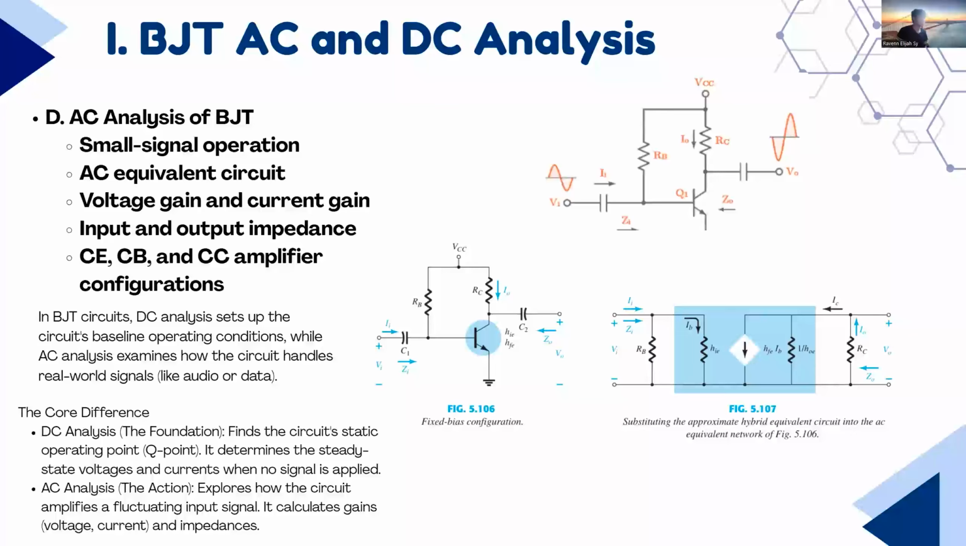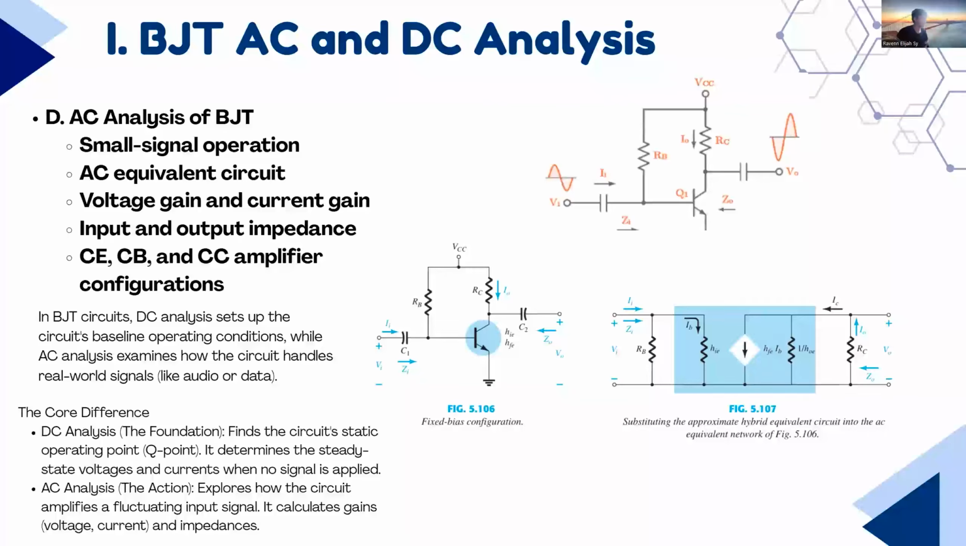So, there are three primary ways to configure a BJT, determined by which terminal is shared between the input and output loops. So, the first is CE, common emitter. The input is applied to the base and the output is taken from the collector. It provides high voltage and current gain along with 180 degree phase inversion, making it the most widely used configuration for general amplification.